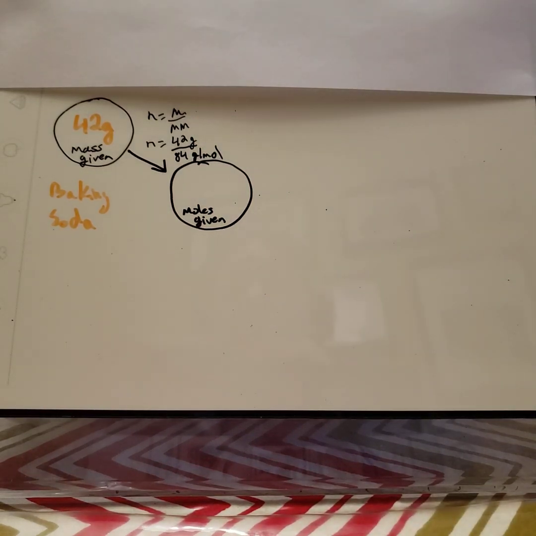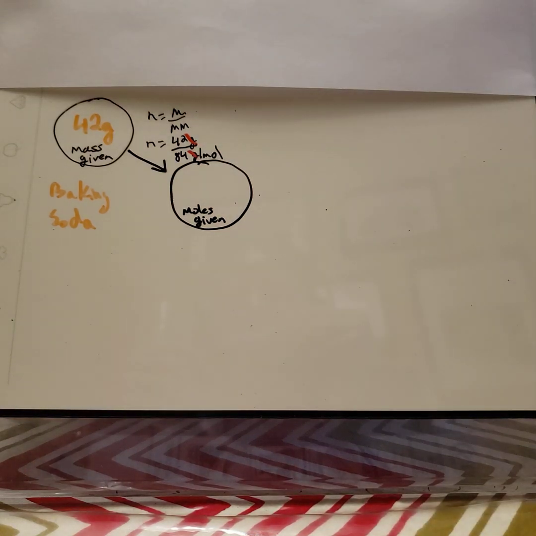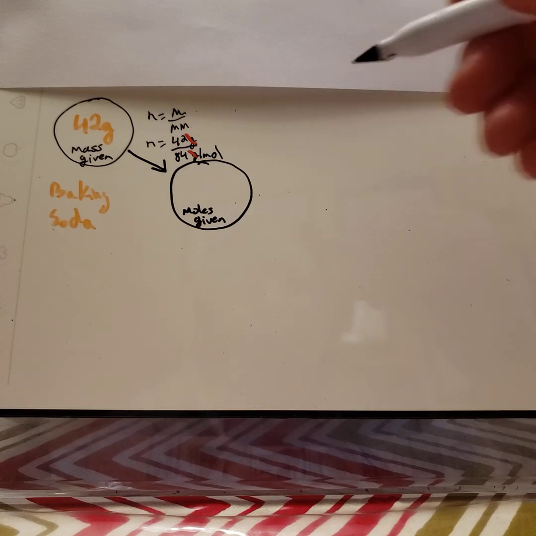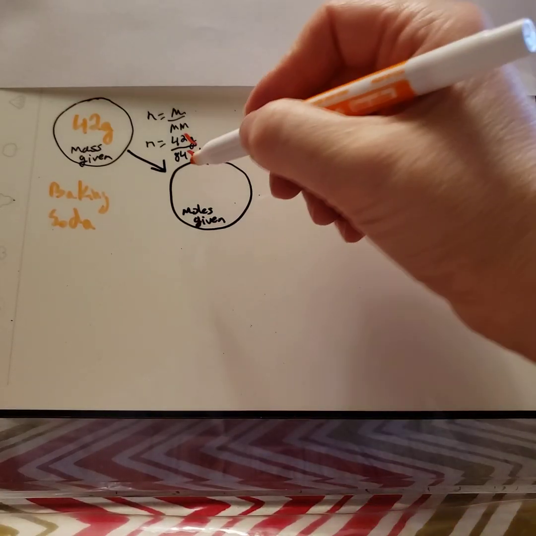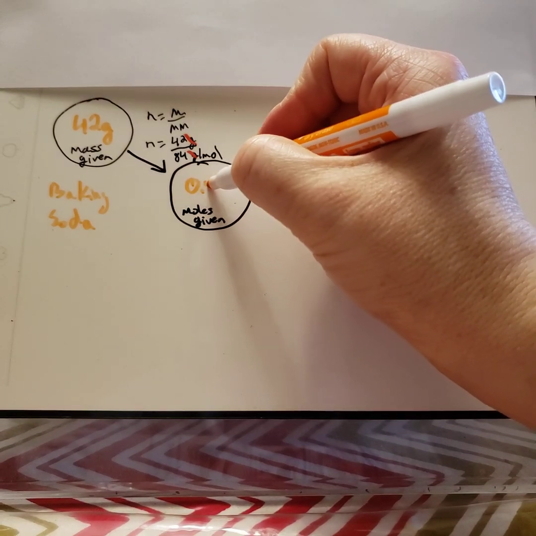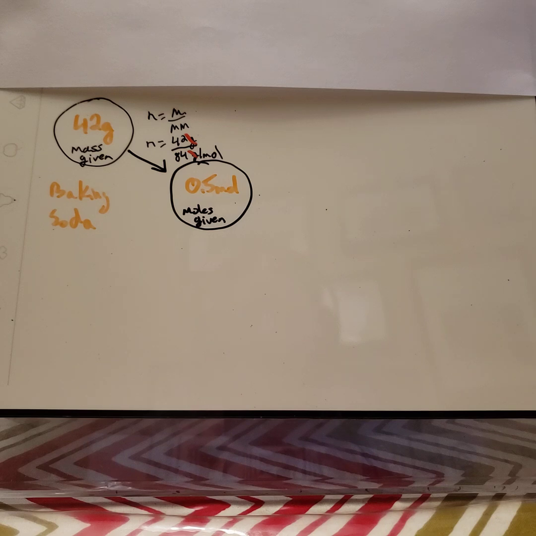All right, we can see the unit we want to end up with is moles, and our grams cancel. So grams divided by grams cancels out. We're left with 42 divided by 84. It gives us a nice 0.5 moles of baking soda. So great, we've got it into moles of our given.